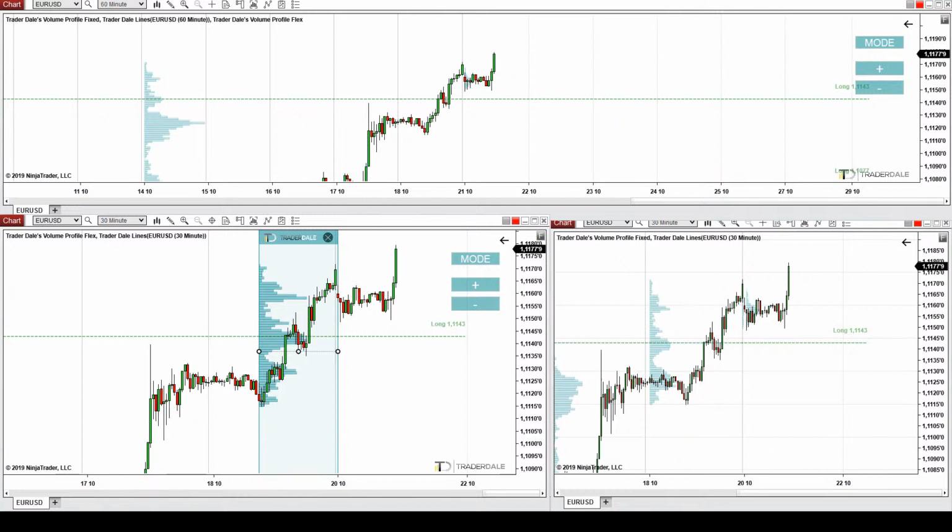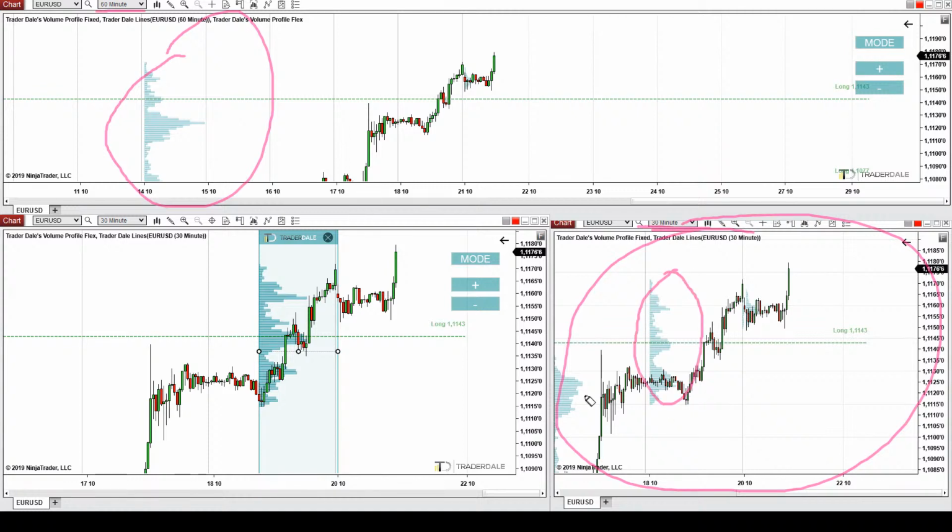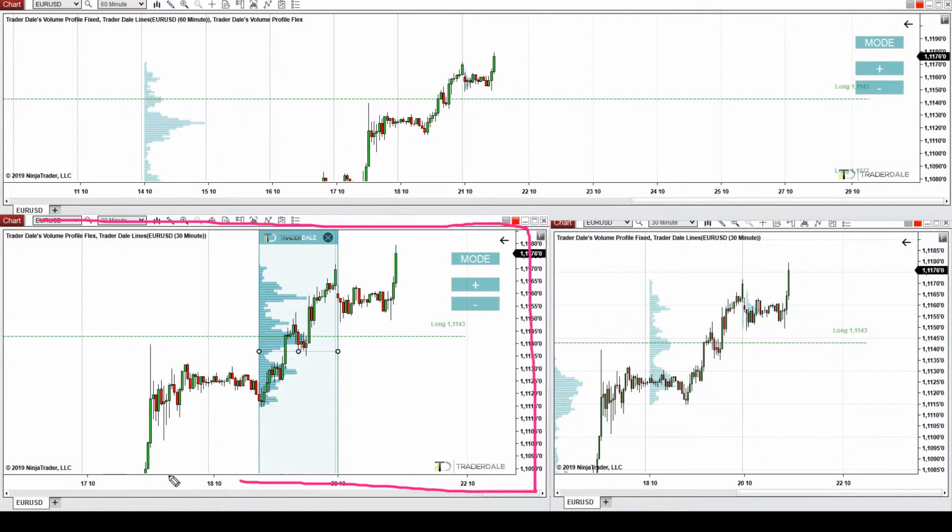Let's now go into the trading ideas which I prepared for you for today. The first one is actually from my members area. It's on the euro dollar. Before you can see three charts. This one is a 60-minute chart of euro dollar. This is a weekly fixed profile. This chart shows a 30-minute chart of the euro dollar, and it shows daily profiles. And the last chart is also a 30-minute chart of euro dollar, and in here I use flexible volume profile.